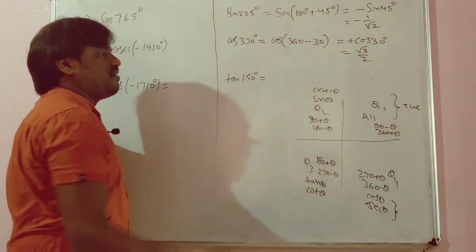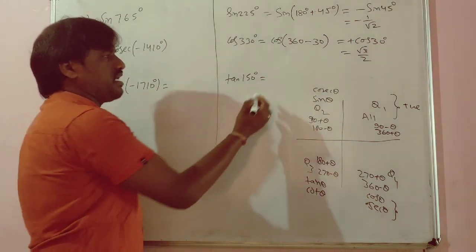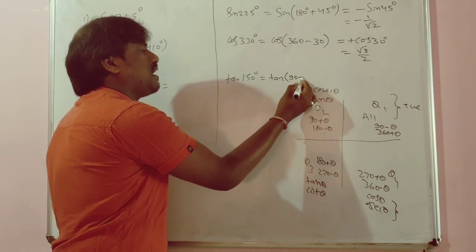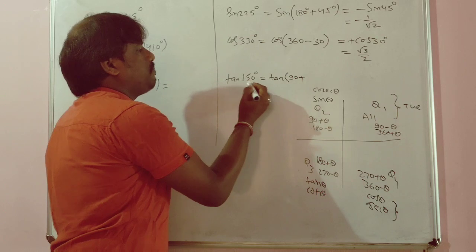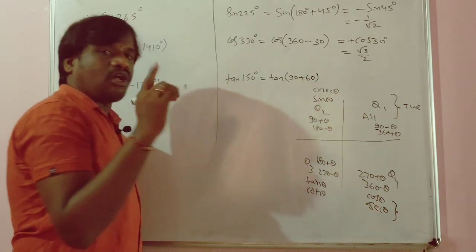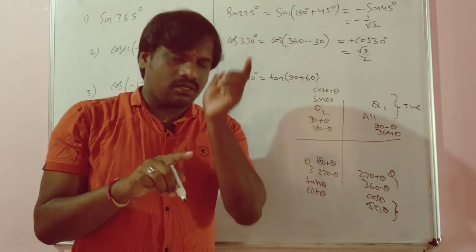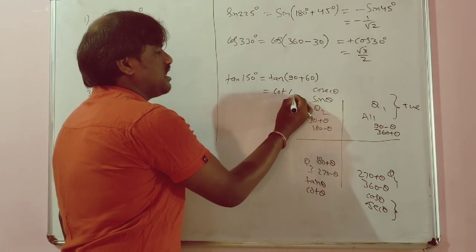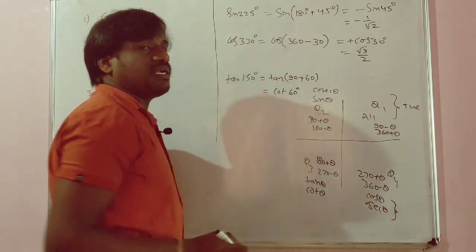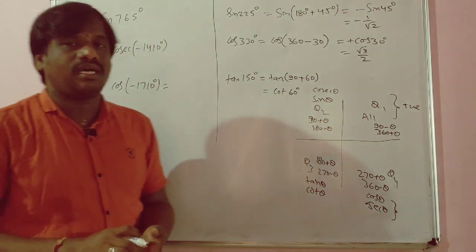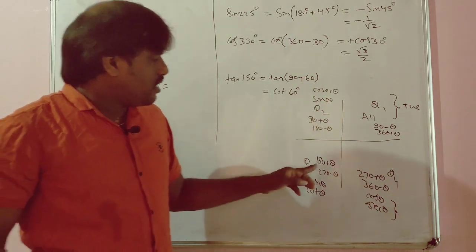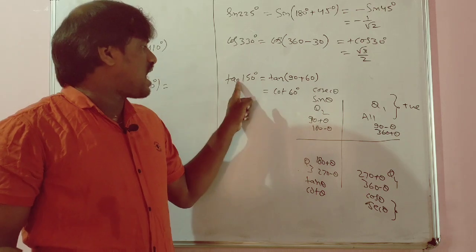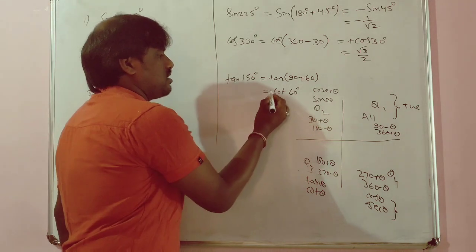Now tan 150 degrees. Tan 150 degrees can be written as tan of 90 plus 60 degrees. In odd multiples, tan will change. Tan will change to what? Cot. So I can write cot 60 degrees. But whether it is plus or minus depends on the quadrant. 90 plus theta is in the second quadrant. Here tan is what? Negative. So I can write it as negative.